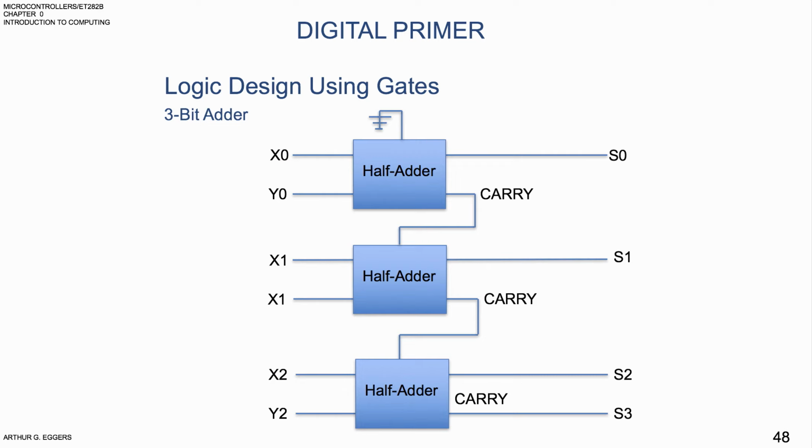Adding 3 bits, if you're looking for a 3-bit solution, then 3 half adders added together. So it's just a matter of stringing the carries from one to the other and looking from least significant bit to most significant bit.